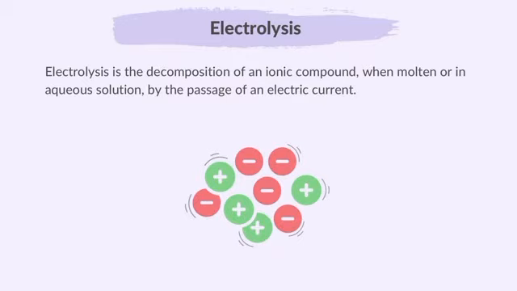Basically, electrolysis involves breaking apart ionic compounds using electricity. Remember that the ionic compound should be either melted or in water so that they have free ions in order to allow electricity to pass through.